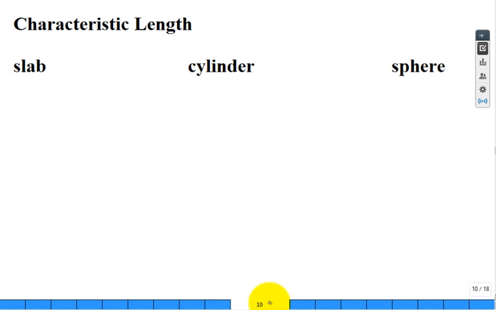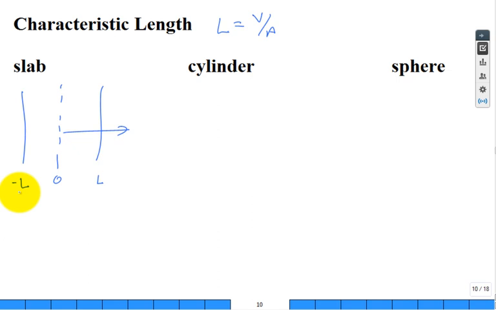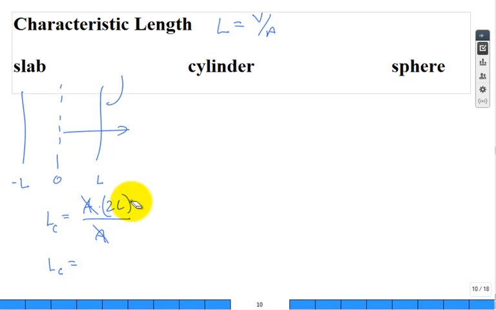Okay, so what was our characteristic length? It was our volume to area ratio. If we have a slab, the book often puts the x-axis starting at 0 and going to L and to minus L. So our characteristic length is our volume over area. The volume is the face area times 2L. Divide by our area, the areas cancel. Oh, I forgot, I have an area on the right and an area on the left. So it's just the half thickness of a slab which is convectively cooled on both faces.